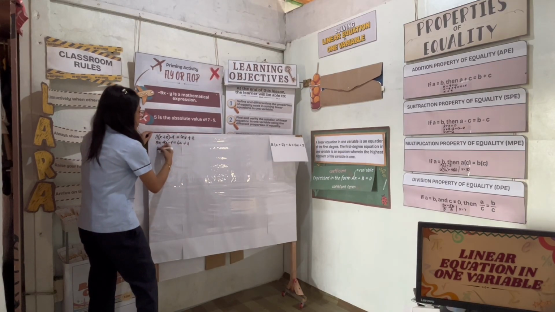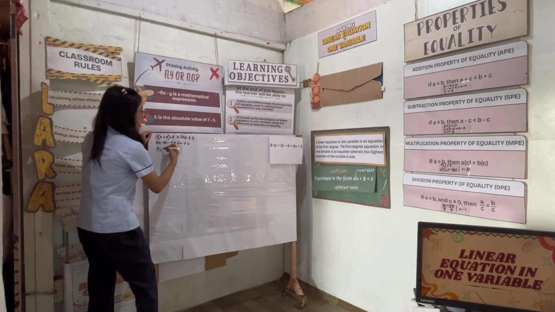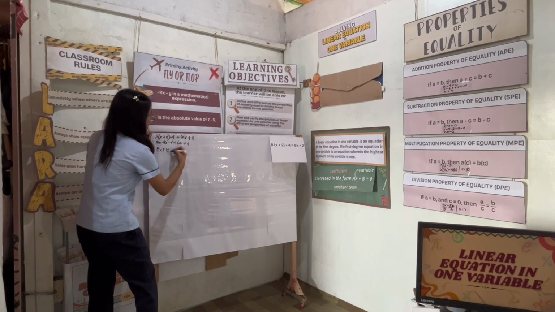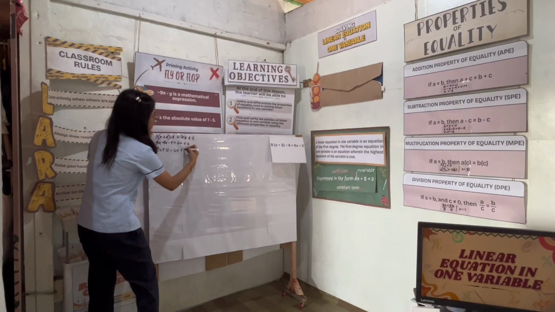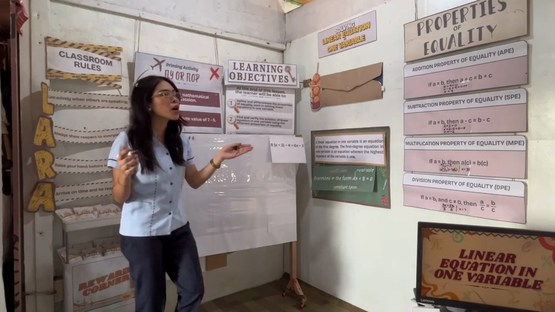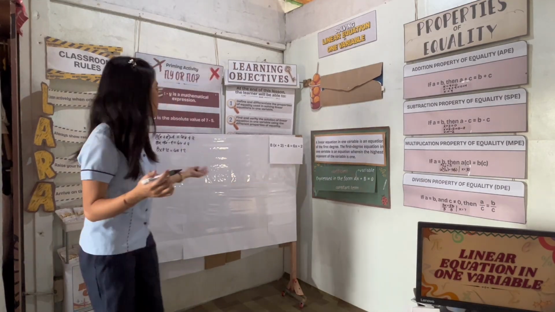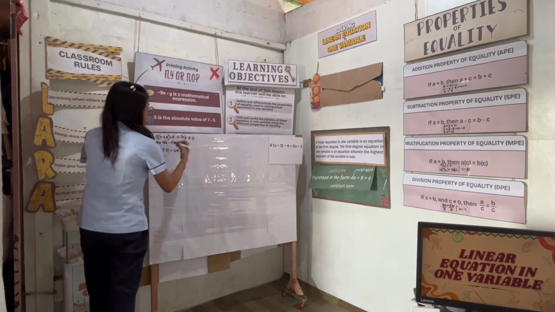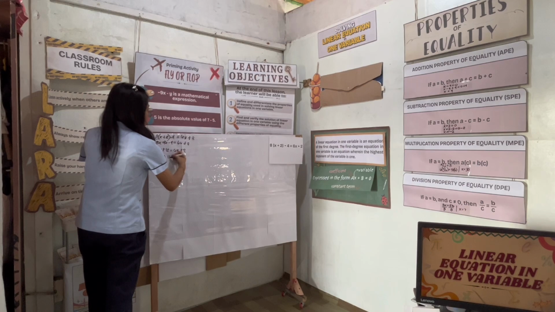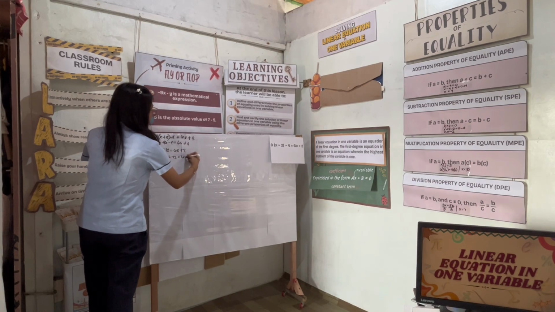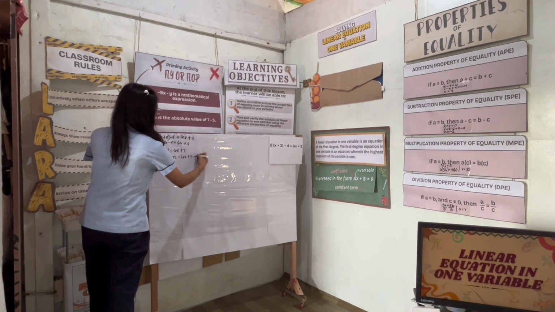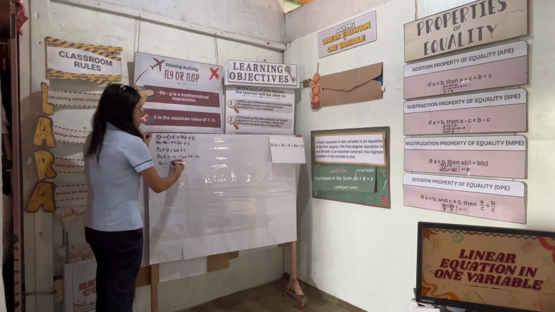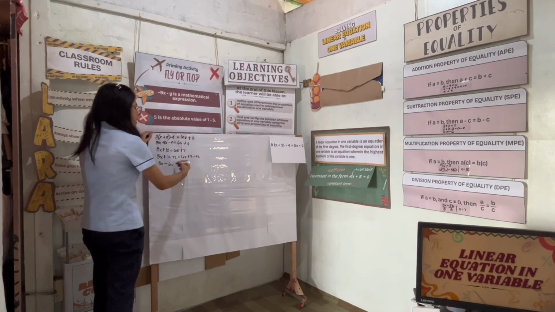Simplify. What is 16 minus 4? Yes. I'm sorry. 16 minus 4 is 12. 6x, and then copy the rest. And then what property of equality should we use here? Very good. The SPE. We should subtract 12 on both sides of the equation. Simplify. 8x is equal to 6x. 2 minus 12 is negative 10.